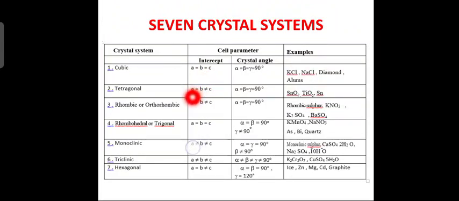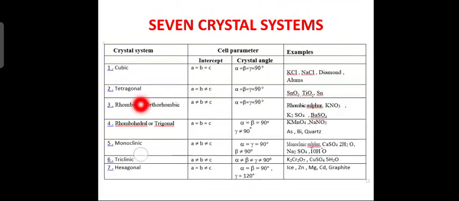For example, if one length is represented as A, another side as B, and another side as C, then A equals B equals C. The crystal angles alpha equals beta equals gamma equals 90 degrees. That means all the angles are equal to 90 degrees. Now, which are the examples for cubic crystal? Potassium chloride, sodium chloride, diamond, alums, etc.